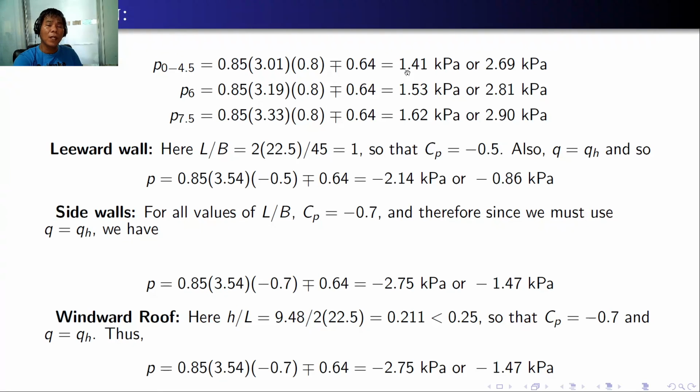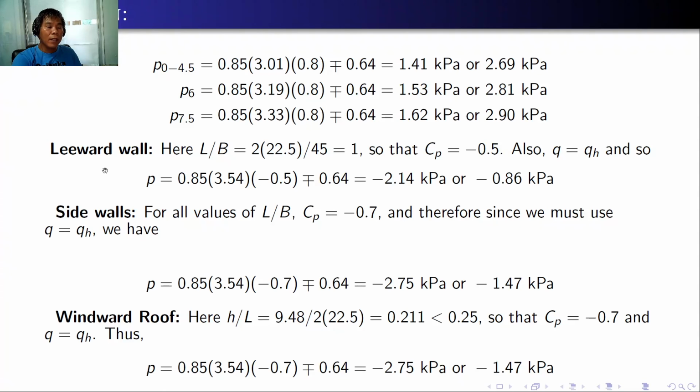So here the results are: from 0 to 4.5 meters, 1.41 kilopascal or 2.69 kilopascal. For 6 meters, 1.53 and 2.81. For 7.5 meters, 1.62 or 2.9.